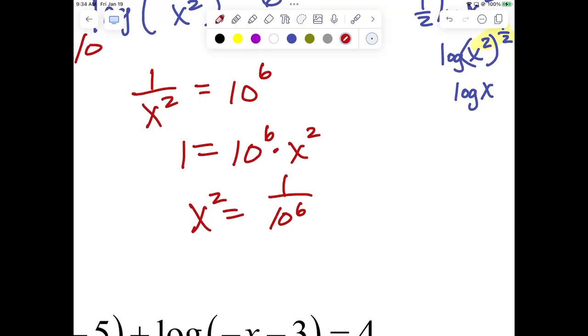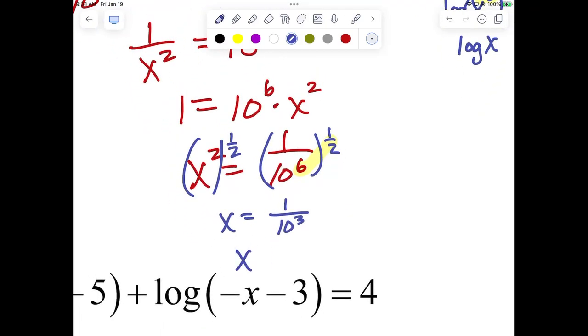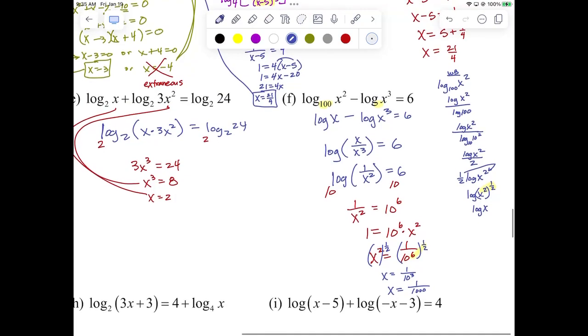Now, taking the square root of something is the same as raising both sides to the what power? 1/2 power. So that's what I'm going to do. I'm going to raise both sides to the 1/2 power. So I get x equals 1 over, what's the new exponent on the 10 in the bottom when I exponentiate? I get 10 cubed. Oh, that makes it a little bit better. So x is 1 over 1,000. And that's guaranteed to work, isn't it?